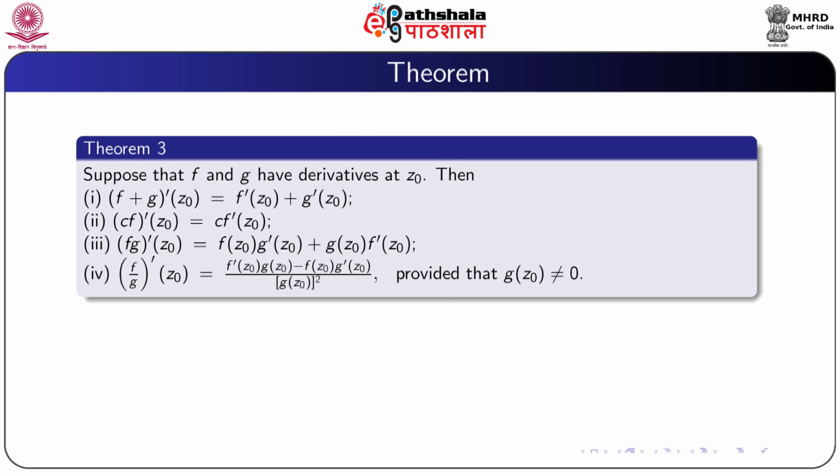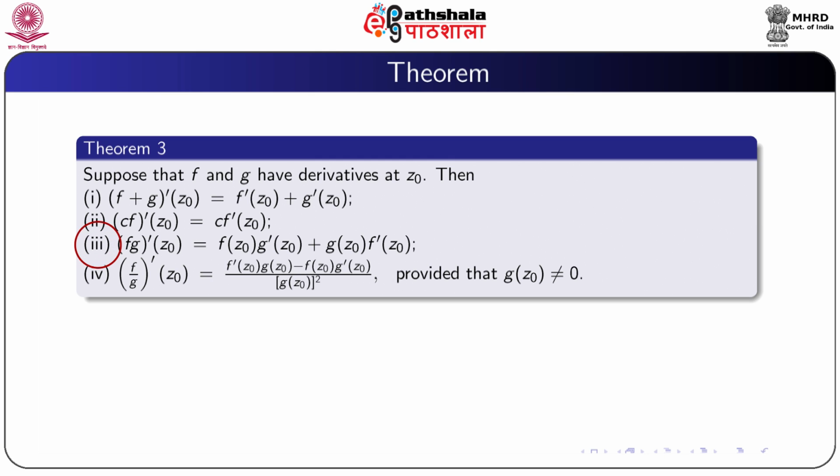So, next we prove a result. Suppose that f and g have derivatives at the point z0, then the derivative of f plus g at the point z0 is equal to f dash z0 plus g dash z0. The derivative of c into f at the point z0 is equal to c into f dash z0, where c is any scalar number.